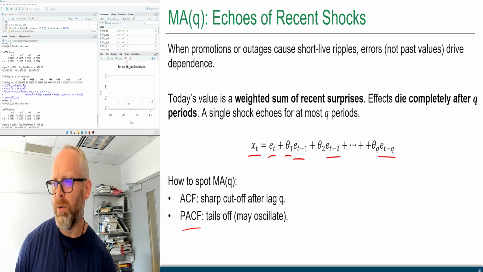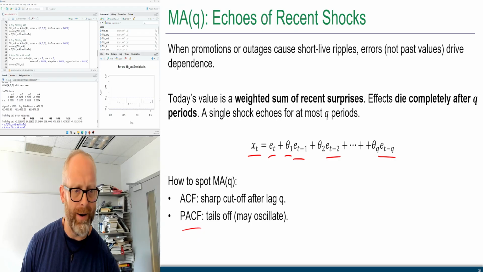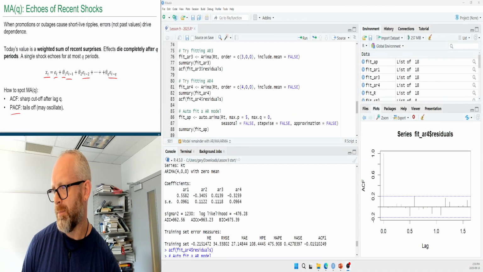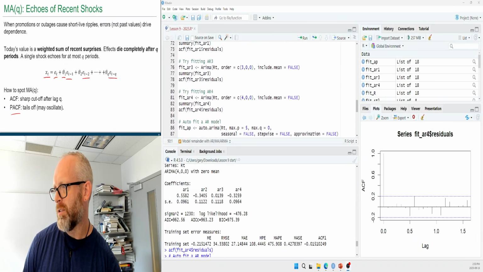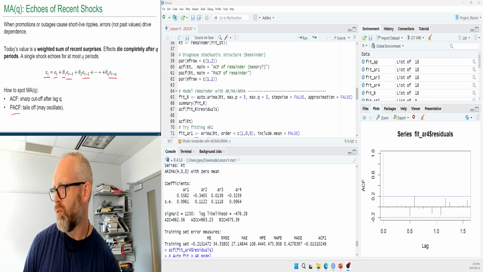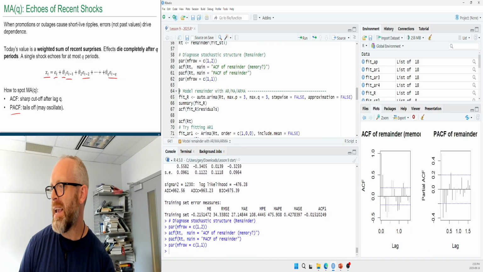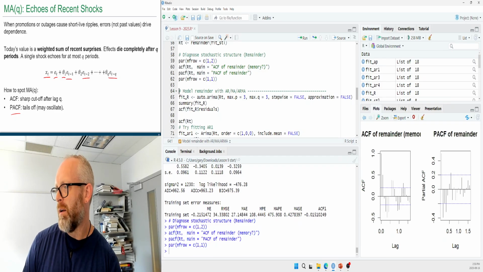So let's go back to R. I just want to reprint here the ACF and the PACF for our remainder.